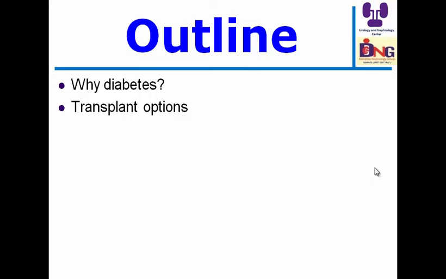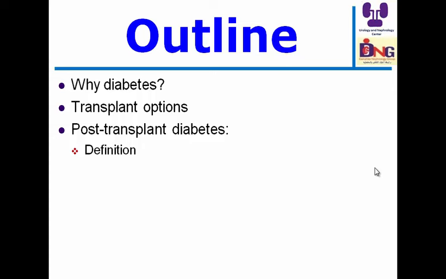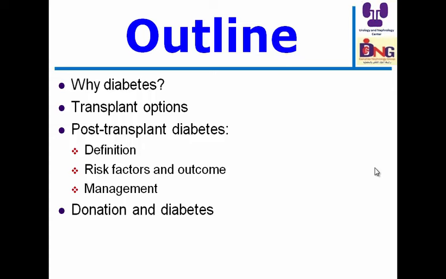What are the available transplantation options for diabetic patients? And then what about post-transplant diabetes: definition, risk factors, outcome, and management? And the correlations of donations and diabetes. Do we accept a diabetic person to donate? Is donation associated with development of post-donation diabetes or impaired glucose tolerance? This will be discussed under this sector, and I'll end with some new guidelines.